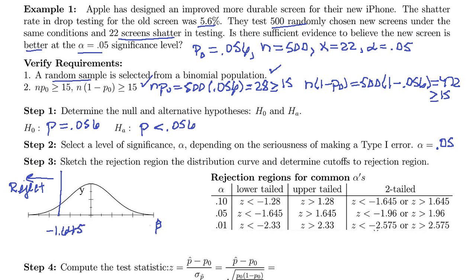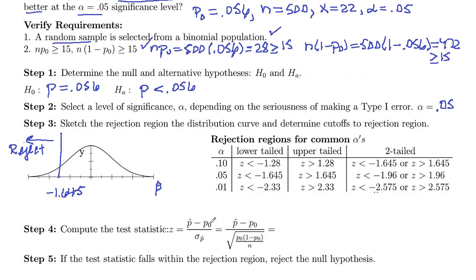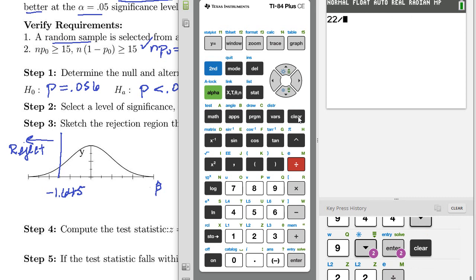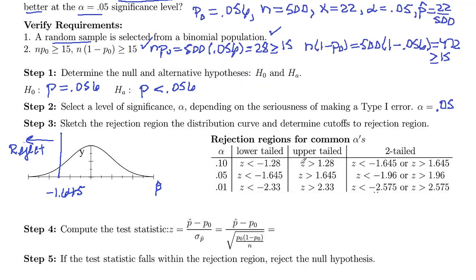We'll go ahead and compute our test statistic now. So p-hat we need here. p-hat is going to be 22 divided by 500. Compute that real quick. So 0.044 is our p-hat. So on the top, 0.044 minus 0.056. And then in the denominator, we've got our standard deviation. That's going to be the square root of 0.056 times 1 minus 0.056, and then we are dividing by 500, our sample size.